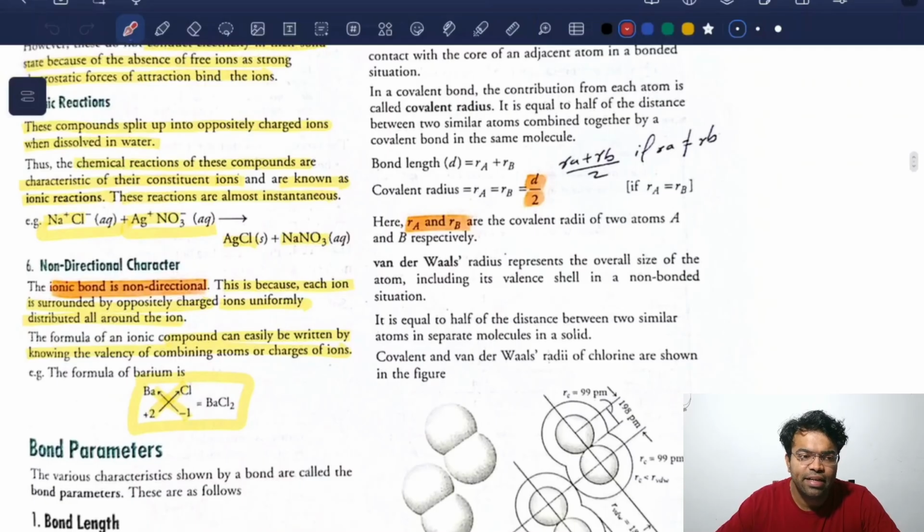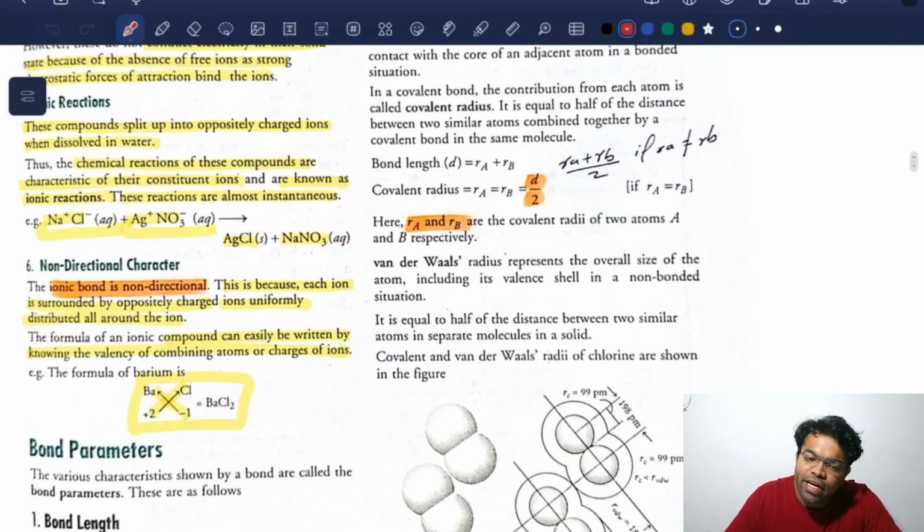Exactly. Basically, you don't need to have an anode or a cathode, Drupad. Dissociation could happen even in the absence of electricity. For example, if you just put some ionic solid in water, it will dissociate itself. Let us take the example of sodium chloride. It would dissociate into sodium ion Na plus and chloride ion Cl minus. So that is what dissociation means.